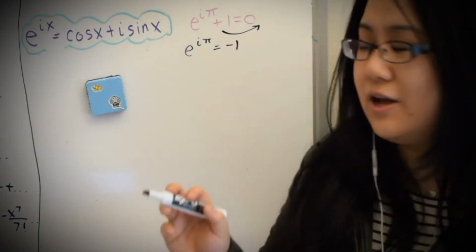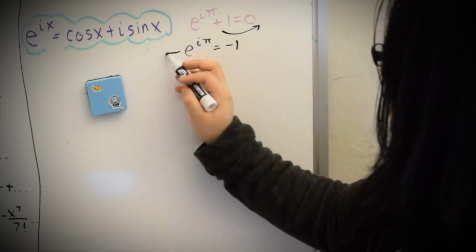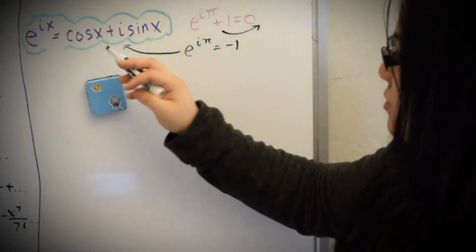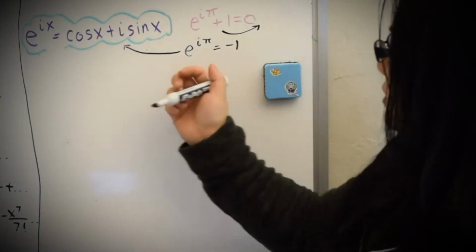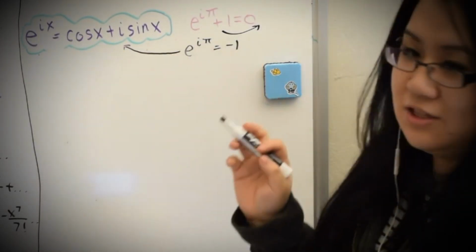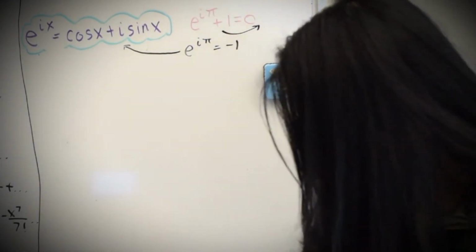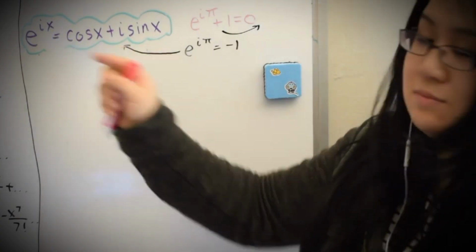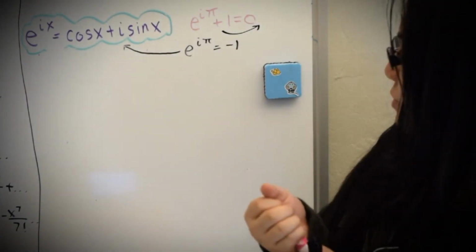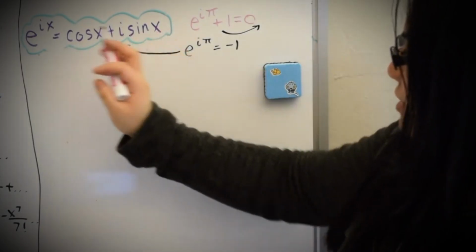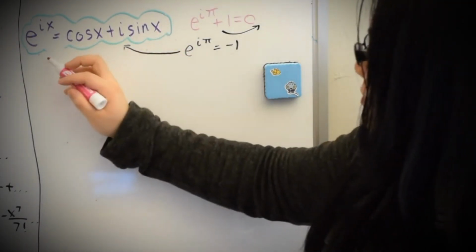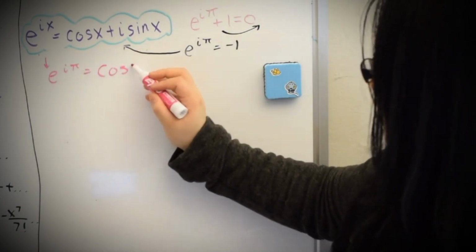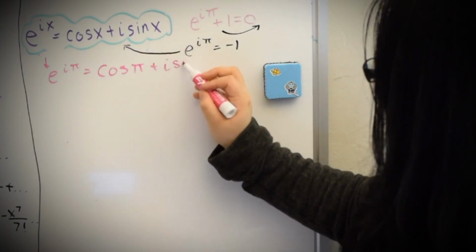And the reason I wanted to do that is because I'll realize that that is a special case of this formula, e to the ix equals cosine x plus i sine x. I see here that I have e to the ix and then I have e to the i pi, which hints at the fact that maybe if I plug in pi in place of x, I can get something. So if I plug in pi for x in this entire equation, let's see what we get. We get e to the i pi equals cosine pi plus i sine pi.